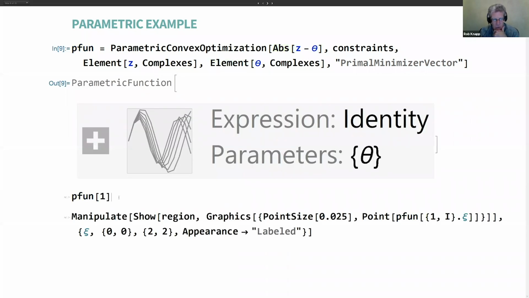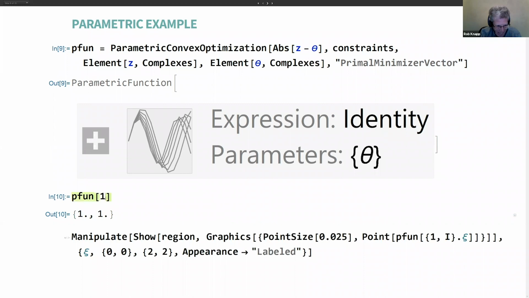So for example, I do p fun of 1, and I don't know why these boxes come out. They're normal size outside the slideshow. But I can also do p of 2i, and that gives me the minimum I had before. So it can be any point, or I could do p fun of 1 plus 2i.